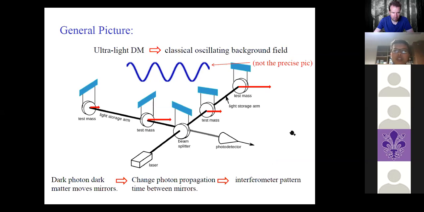Similarly, if a dark photon dark matter background exists, it will form an oscillating background field. And the test mass at different positions will experience the forces induced by the dark photon dark matter background field differently. So after the same time interval, the displacements of each test mass induced by the dark photon dark matter background field will be different. And this will cause the relative arm length change of the interferometer, which will change the photon propagation time between mirrors. And thus, the interference pattern will also show up in the photodetector.